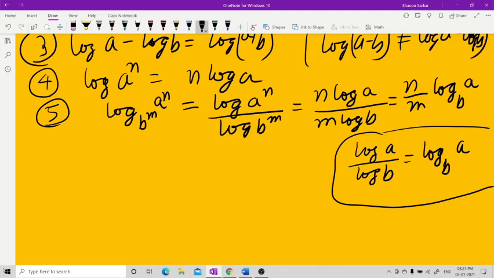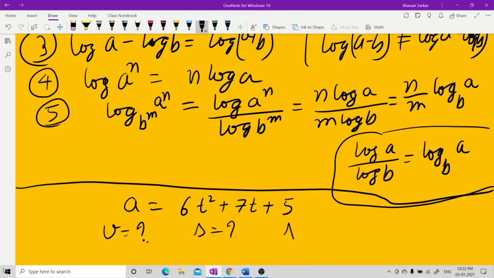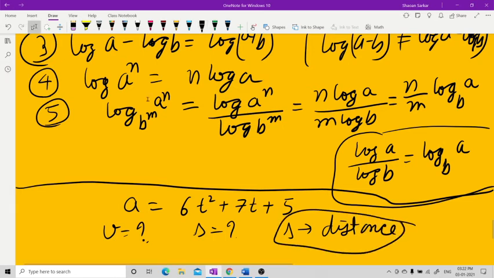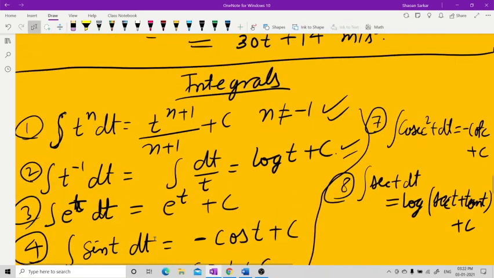Now supposing acceleration is given to me 6t square plus 7t plus 5. They are asking me velocity. They are asking me distance. S means I'm talking about distance. Now see this, how to do it. We will take the help of this formula.